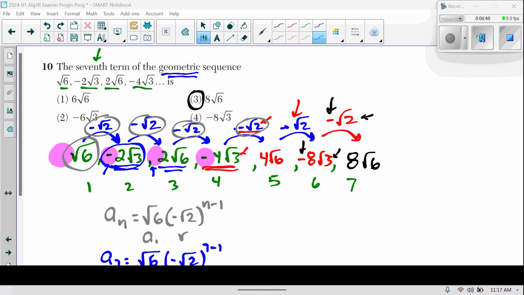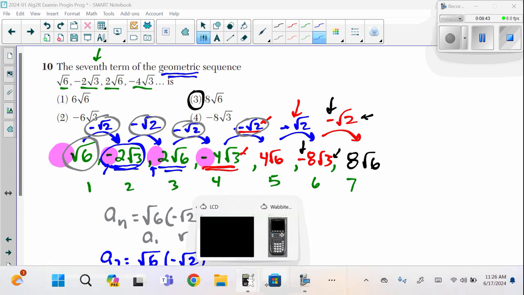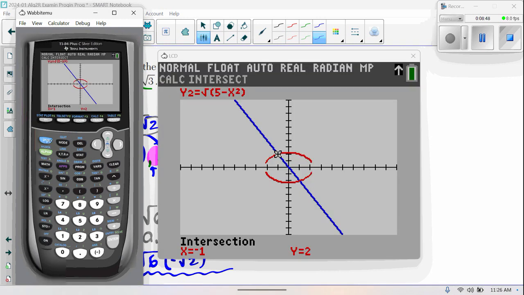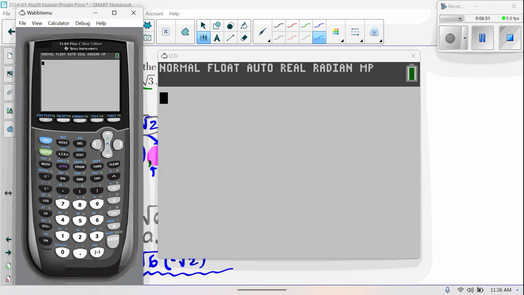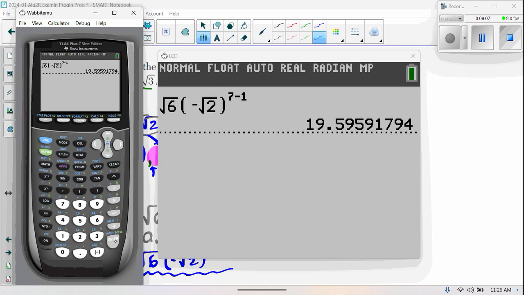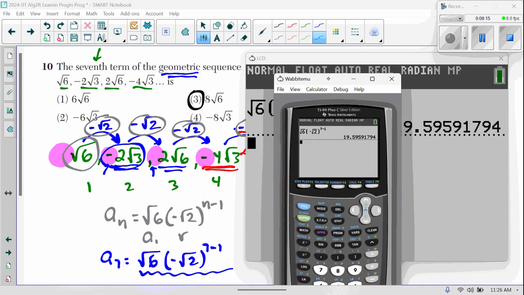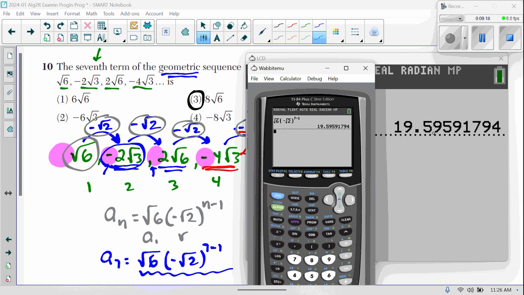Oh, spinning death. There we go. Turn this on. And I've got the square root of 6 times negative square root of 2 raised to the 7 minus 1. Now, this is going to give you some sort of decimal. All I need to do is figure out which one of the multiple choice solutions they gave me is equal to 19.59.